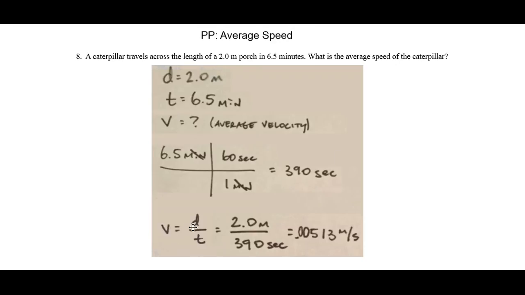So we know that v equals d over t. But first of all we've got to go from 6.5 minutes into seconds, because we always want our timing to be in seconds, our distance to be in meters, and our velocity to be in meters per second. So we do our conversion here and make sure that the units are going to cancel each other out. So we're left with 390 seconds. Velocity is distance divided by time. That's average velocity or average speed. And so it's 2.0 meters divided by 390 seconds. And depending on how you round, it's 0.00513 meters per second.